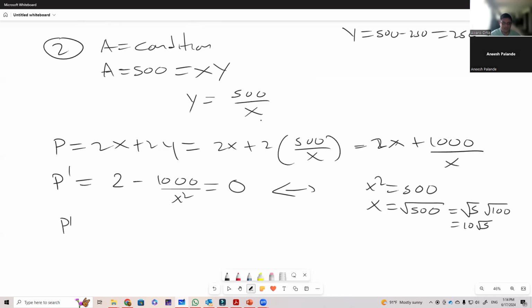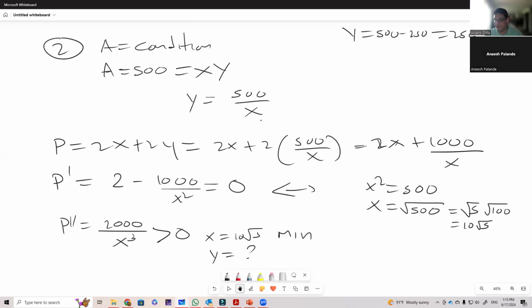Now, when I do P double prime, this is just going to be 2,000 over x cubed, and this is always going to be positive. So x equals 10 square root of 5 is a minimum. And then from there, you do the same thing: you find the value of y, and then you obtain the dimensions that you're supposed to get.